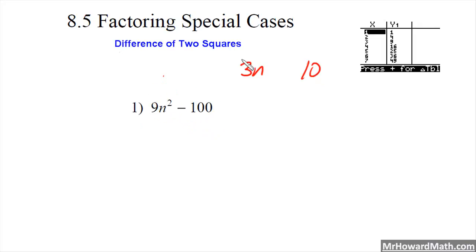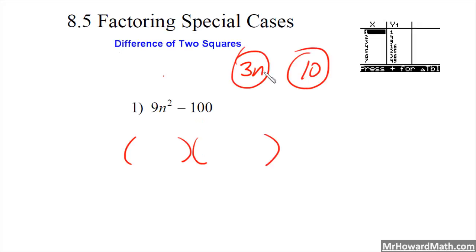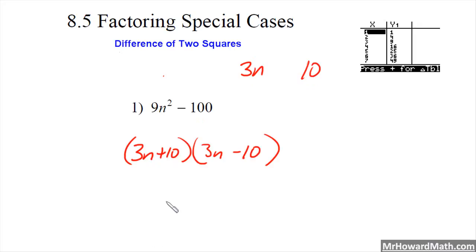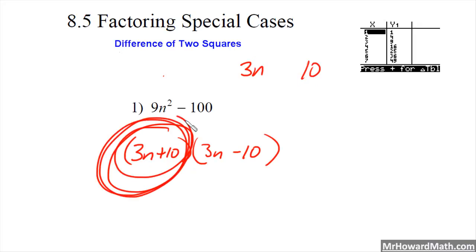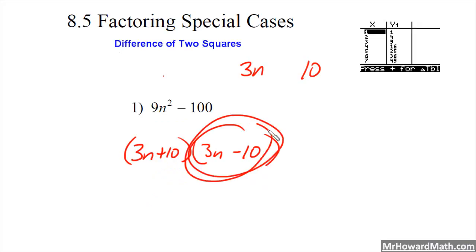The square root of 9 is 3. That's where this 3 comes from. The square root of n squared is n. And the square root of 100 is 10. So our pattern is this. You take your two sets of parentheses. You take these two perfect square roots. You add them in one parentheses and you subtract them in the other, and you're done. That's how that factors. 3n plus 10, 3n minus 10. It doesn't matter if you write the 3n minus 10 in this parentheses and the 3n plus 10 here. The order of the addition and subtraction doesn't matter. You just need to add them in one and subtract them in the other.